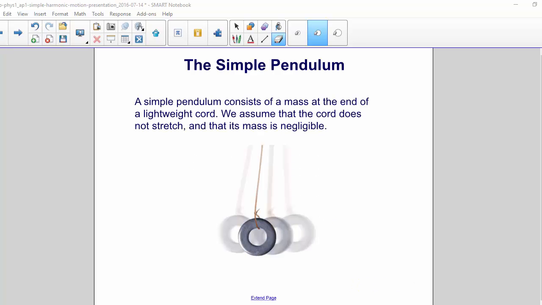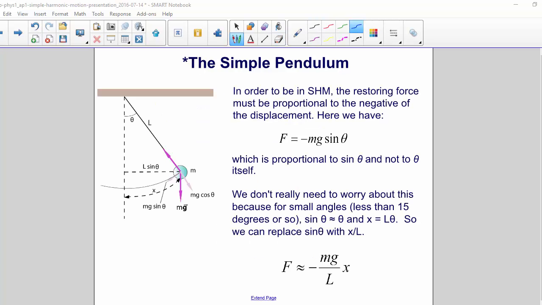The simple pendulum. A simple pendulum consists of a mass at the end of a lightweight cord. We assume that the cord does not stretch and that the mass is negligible. In order to be in simple harmonic motion, the restoring force must be proportional to the negative of the displacement.